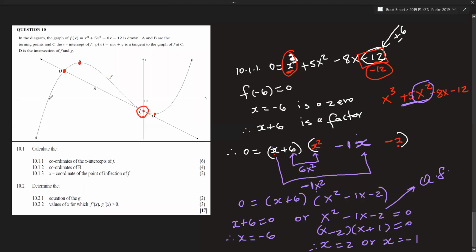Now let's see. This one here will be which one? The smallest one, which is this one. So here I basically have negative 6 coordinate 0. And then for this one here, I have negative 1 coordinate 0. Then for this one here, I have 2, coordinate 0. If the question is asking for intercepts or coordinates of something, your answer must be in point form. They're basically asking you for a point. And that's it about this question. We can now move to 10.1.2.